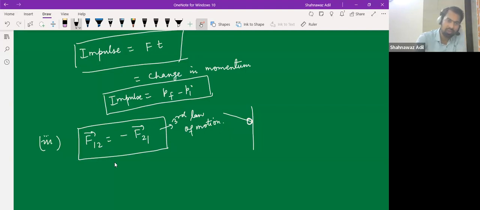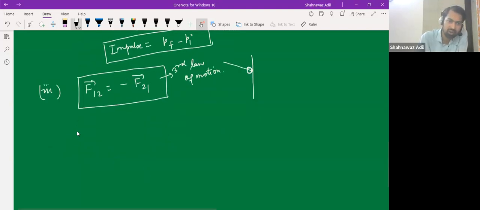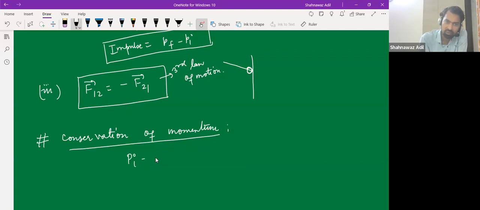So from here we saw that this would be F12, and this is minus F21. So this would be dP12 by dt, and this is dP21 by dt, right? From here we got the conservation of momentum, which said that P initial would be equal to P final, right? This we get from the third law of motion.